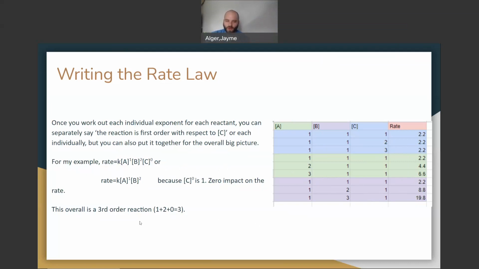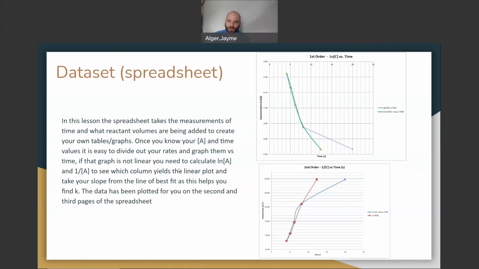So the overall reaction, we would say for this, is a third order reaction because it has 1 first order and 1 second order and 1 zero order. So when you add the 0, it doesn't make a difference. So this is how we would put it all together if we were to suss out exactly which were 0, which were first, and which were second order, and then have all of our reactants listed out for us here.